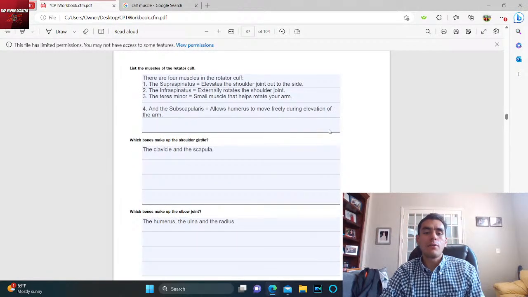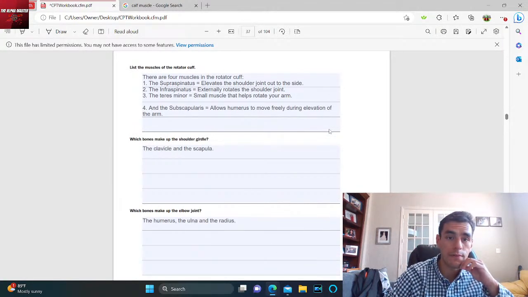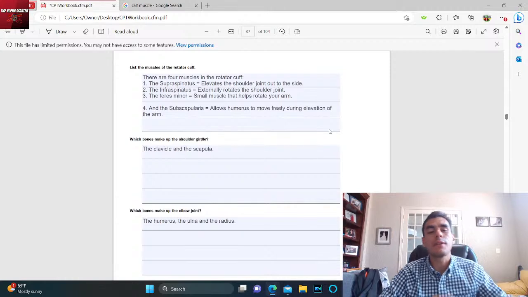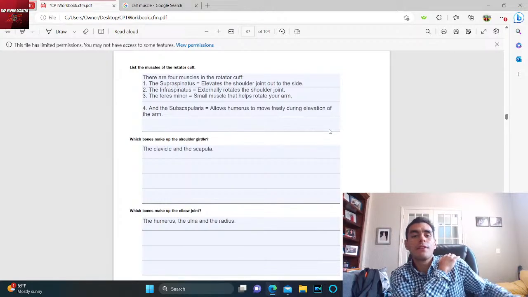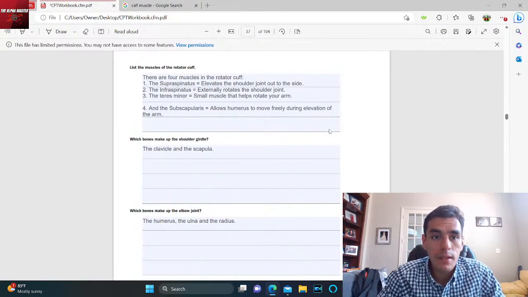So what are the muscles of the rotator cuff? There are four muscles in the rotator cuff, which is around the clavicle and the scapula. List the muscles of the rotator cuff. There are four muscles in the rotator cuff.